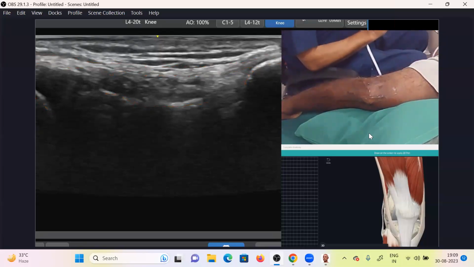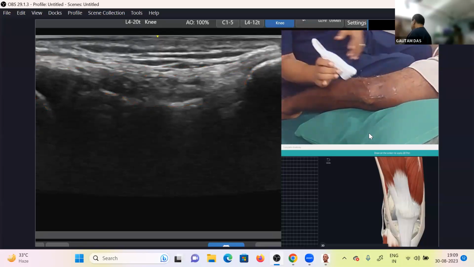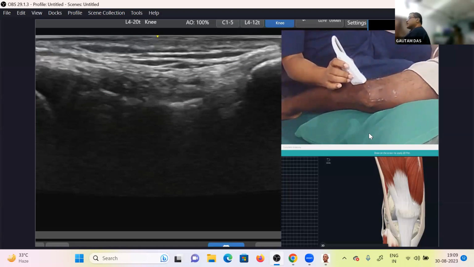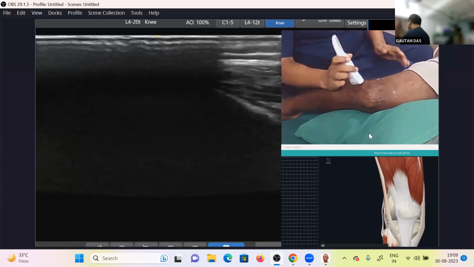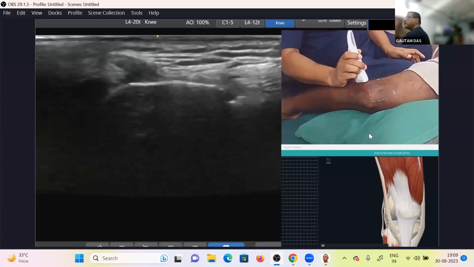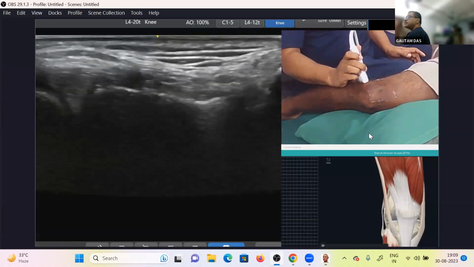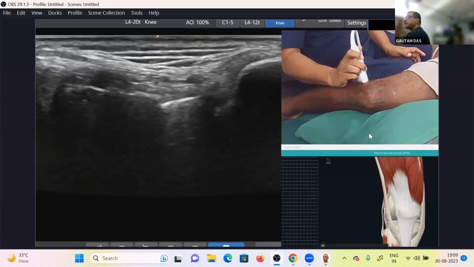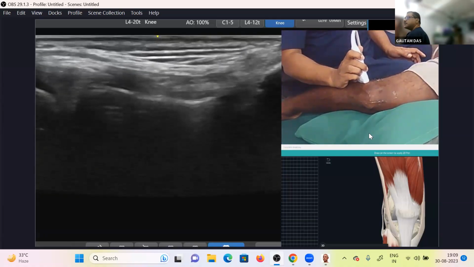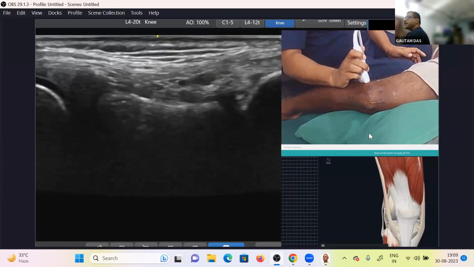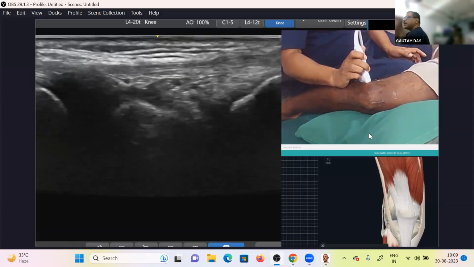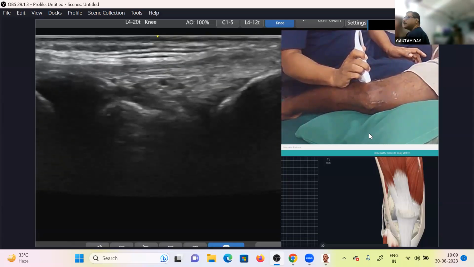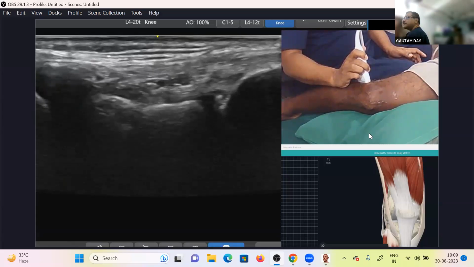I'm showing you again. So one end of my probe was over the fibular head. So palpate the fibular head here. So this side, on the right hand side, is your fibular head, in between is your tibia, and left hand side is your condyle. And in between we are having the lateral collateral ligament.